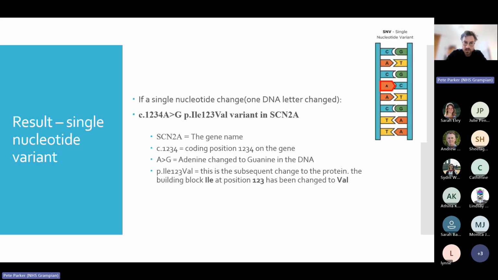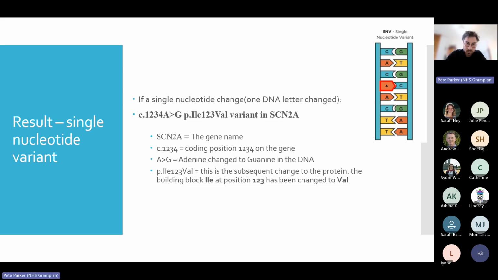So in this example, the G is changed to an A, but it's interchangeable. The letter is changed to a different letter, basically. And then the result of that, Lindsay was mentioning amino acids. So the P here means that the result of this letter change in the DNA means the protein has got a different amino acid than what we would normally expect.